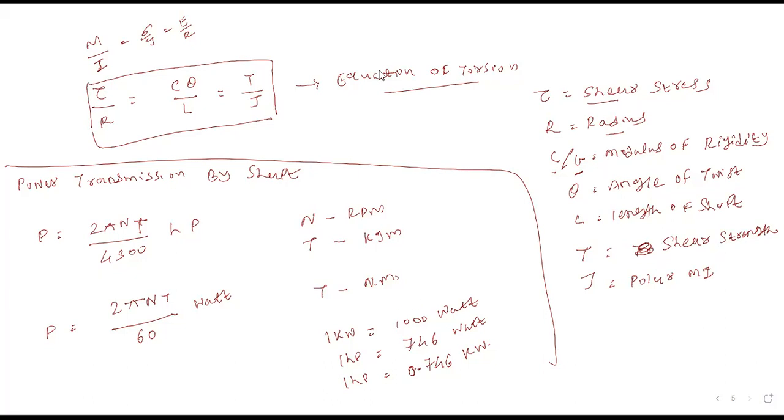And similarly, we have to remember two equations of power. We need to calculate basically the diameter of the shaft, so for that purpose we need to remember these equations. If your power is given in horsepower, in that case our equation will be 2 pi N T by 4500, where N is revolutions per minute, and T is torque or shear strength in kg meter, kg into meter. Keep in mind, for horsepower your T is in kg meter, and for watts your T is in newton meter, and the equation will be 2 pi N T by 60. I hope it is clear to all of you. And this small relation you have to remember, it may be applicable in examples.